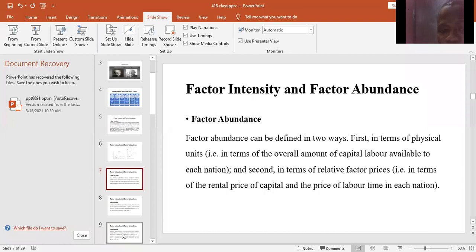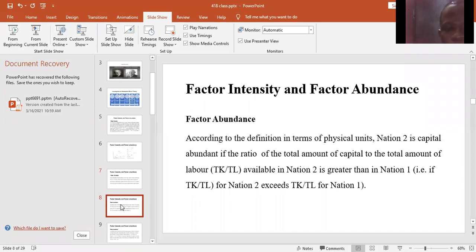First, in terms of physical units. That is, the absolute terms, in terms of the overall amount of capital available to each nation. In the case of countries like China and India, I would say they are labor abundant. Even Nigeria, we say we are labor abundant, meaning that we should focus more on products that consume more labor. That's ordinarily what the Heckscher-Ohlin theory would predict for such an economy. In terms of relative factors, when you look at capital vis-a-vis labor, you can then say whether a country is capital abundant or labor abundant, as the case may be.